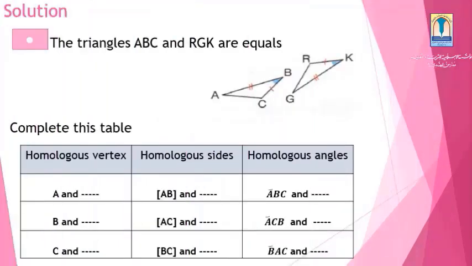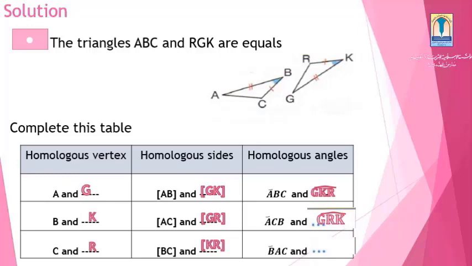The solution is as follows. We will begin with the homologous vertices. They are A and G, B and K, C and R. Our homologous sides are side AB and side GK, side AC and side GR, side BC and side KR. Our homologous angles are angle ABC and angle GKR, angle ACB and angle GRK, angle BAC and angle KGR.